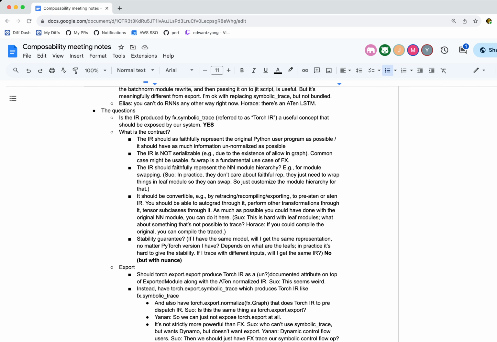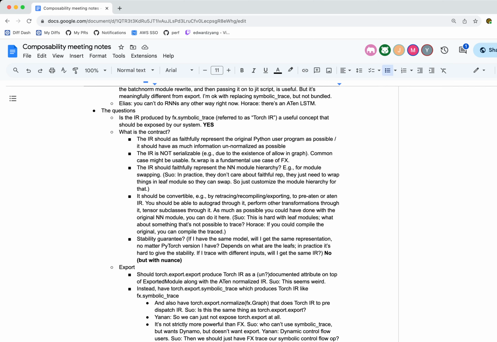If we can fix Inductor, not fix, if we can change Inductor, I won't put a normative spin on it. If we can change Inductor to take pre-dispatch A10 IR, then this is not a problem, right? We can just, it's fine. We don't need this extra API. We can just use FX Symbolic Trace.